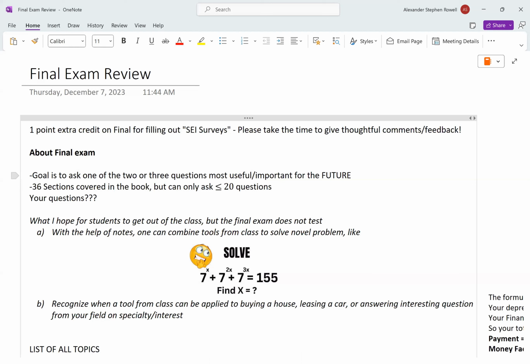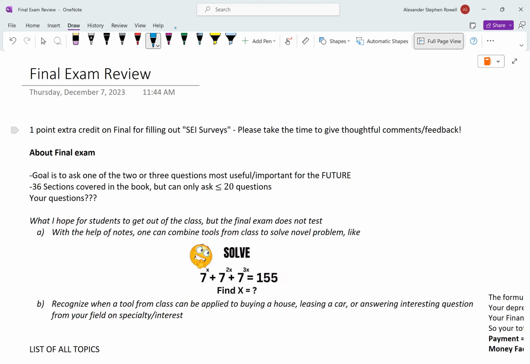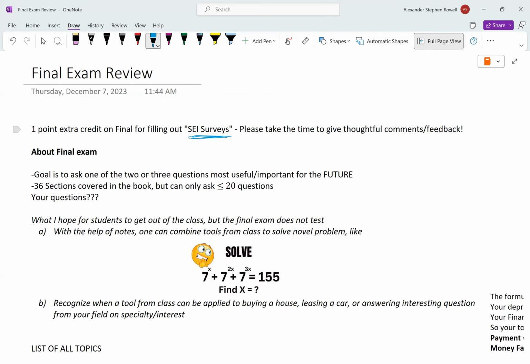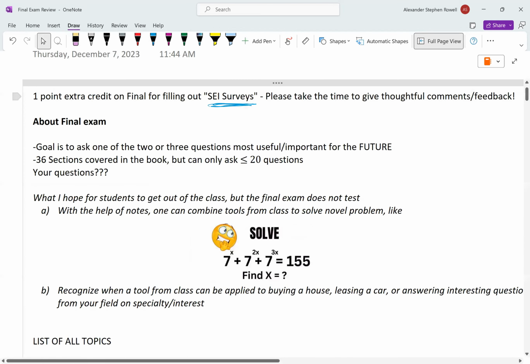You'll get 1 point extra credit for filling out the evaluation of the course and instructor. There is one possible problem here: it's anonymous, so I don't know who filled it out unless more than 5 of you fill it out. I can't really give extra credit unless at least 5 of you fill it out. Do you know how to fill these out? You go on to Blackboard and then click SEI surveys. I really appreciate any comments, feedback, what I can improve, what you liked about the course, all that stuff. And that 1 point extra credit will go toward your final exam.